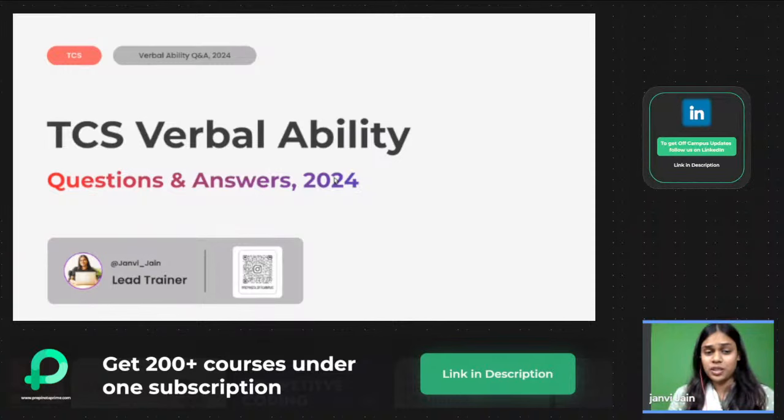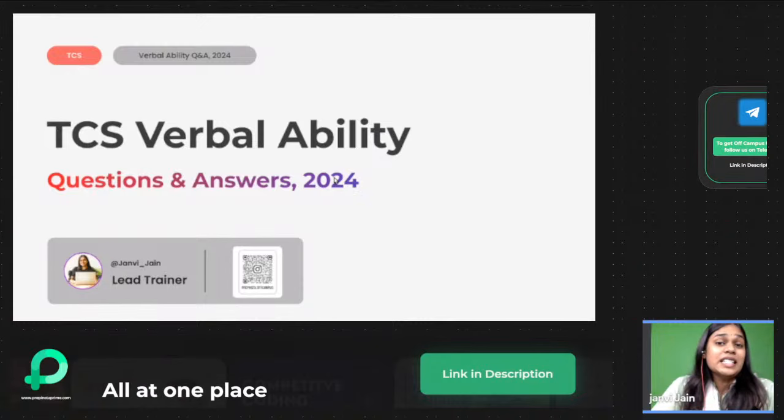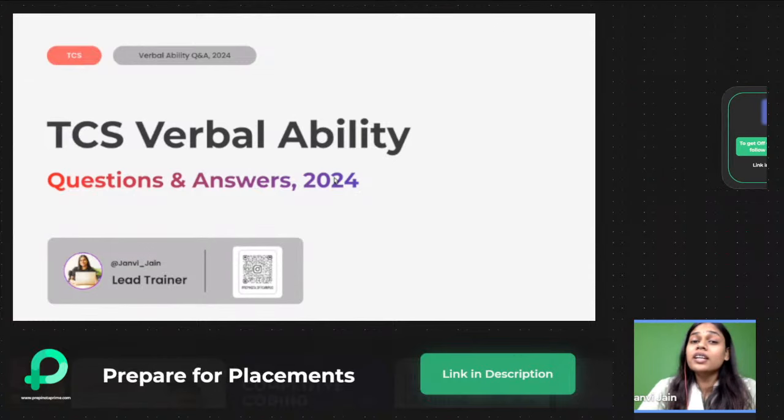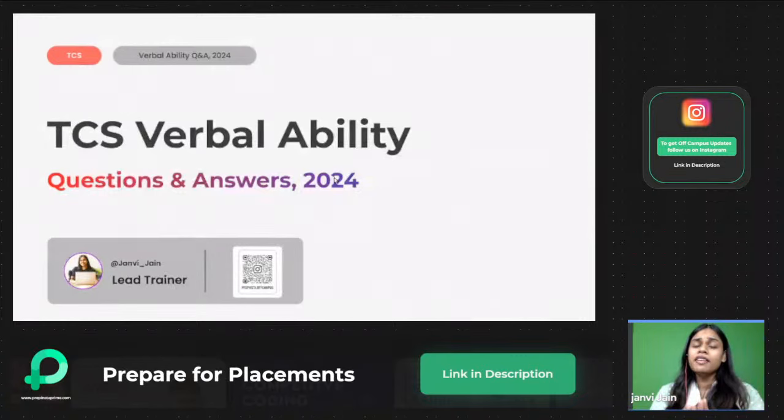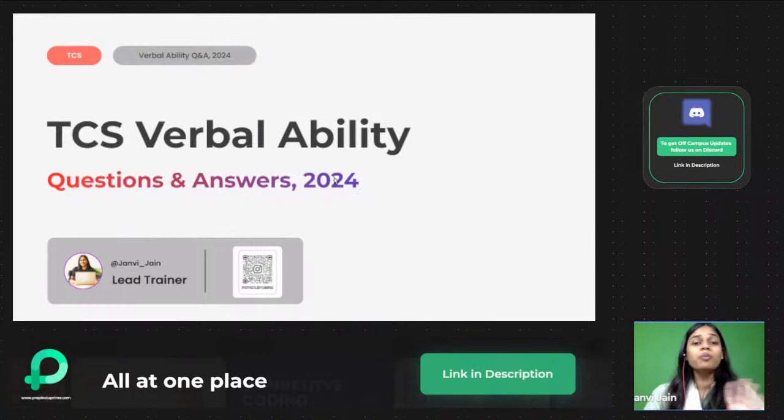Now, I know that there is a lot of anticipation regarding when TCS is announcing the NQT selection process, and we have that apprehension as well. But before that, let's not waste our time. Let's get ourselves prepared and geared up for the section. If TCS NQT is announced tomorrow, what are you going to do? You're not going to have a lot of time in your hand to prepare for the sections, right?